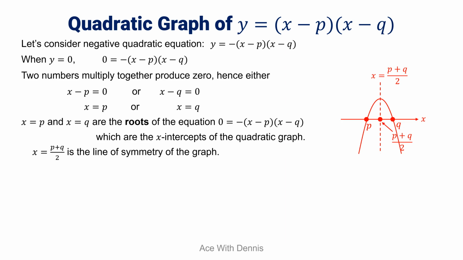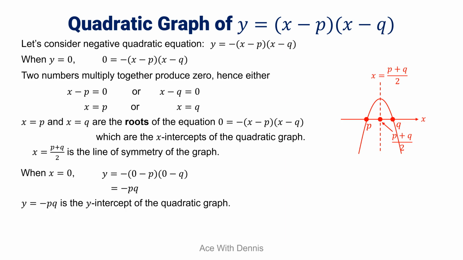This point is (p plus q) over 2, and the equation of the line of symmetry is x equals (p plus q) over 2. When x equals 0, then the equation becomes y equals negative (0 minus p)(0 minus q). Simplify, we get negative pq. So y equals negative pq is the y-intercept of the quadratic graph. So let's draw the y-axis, and this point, negative pq, will be the y-intercept of the curve. This is the maximum point.